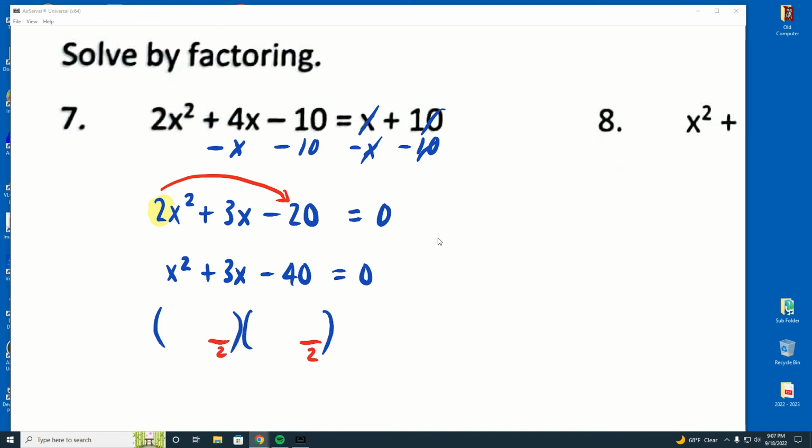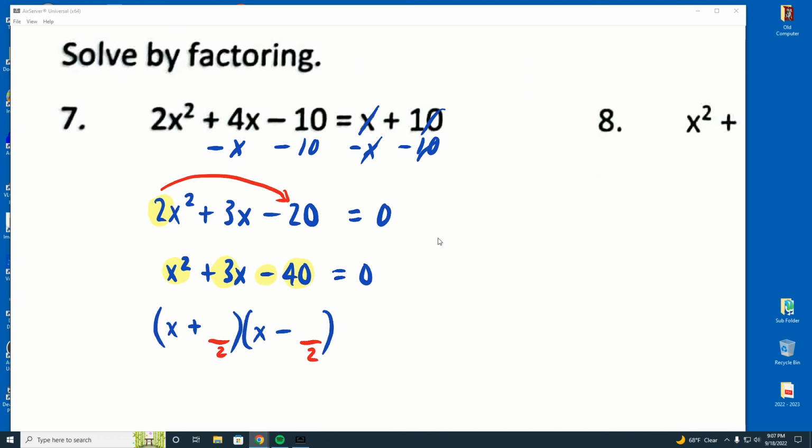So here we go. What times what gives me x squared? X times x. What times what gives me negative? Well, that's a positive and a negative, so they're working against each other. So we're looking for what multiplies to get 40 and has a difference of 3.